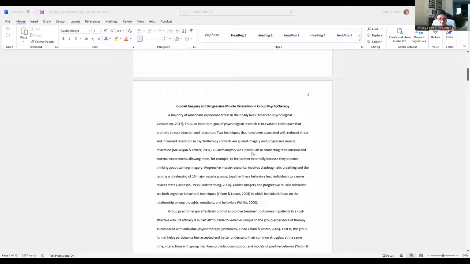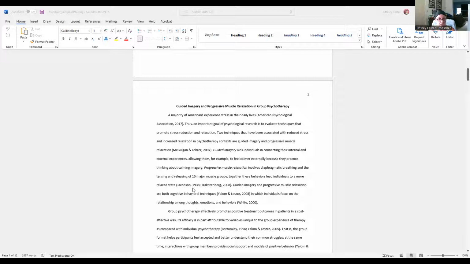Guided imagery aids individuals in connecting their internal and external experiences, allowing them, for example, to feel calmer externally because they practice thinking about calming imagery. Progressive muscle relaxation involves diaphragmatic breathing and the tensing and releasing of 16 major muscle groups. Together, these behaviors lead individuals to a more relaxed state.